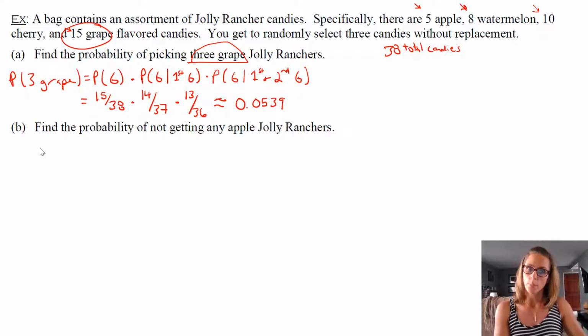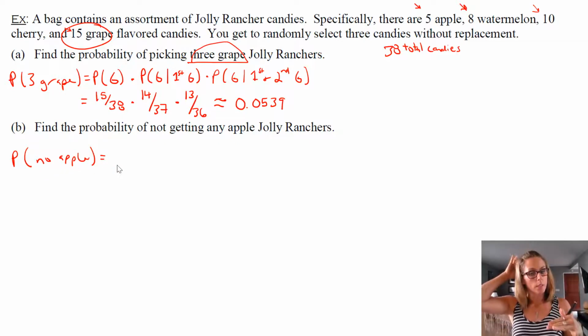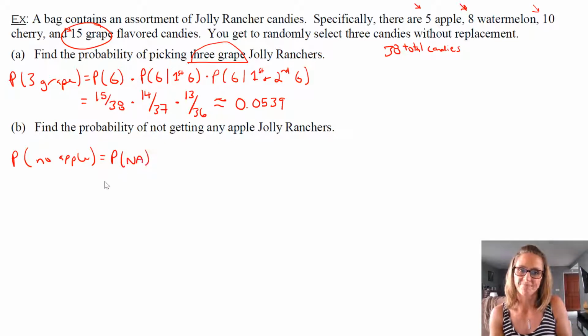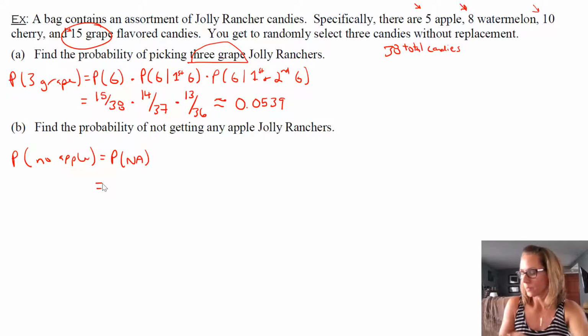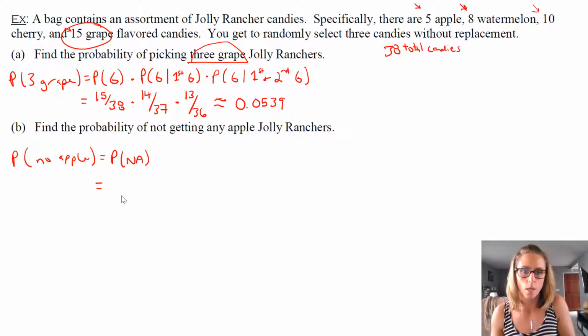Now we're still going to pull out 3 candies, but now we want the probability of not getting any apple. No apple. We still want 3 candies, so we want the probability of not an apple. Now we're back to the original bag. We've got 38 candies in here.